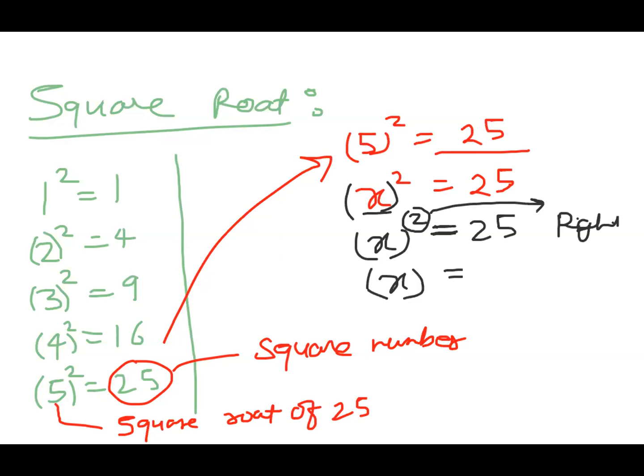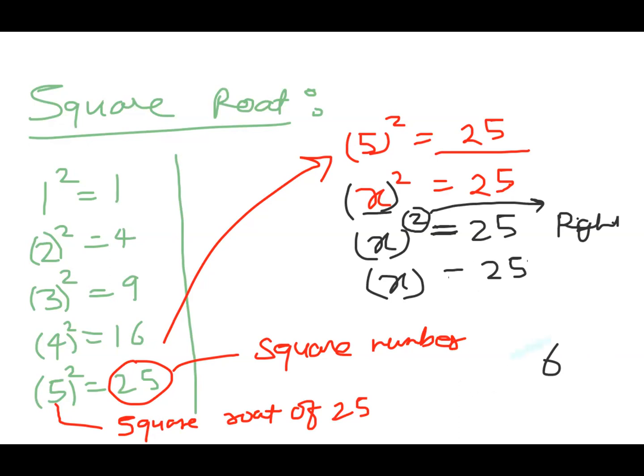Now is it going to be 25 square? Is it going to be like this? No, obviously no. That doesn't make any sense, because if we do it like this, it is going to be 625. And we clearly know that x here is not equal to 625. X here is what? We know that it is 5. So what happens?